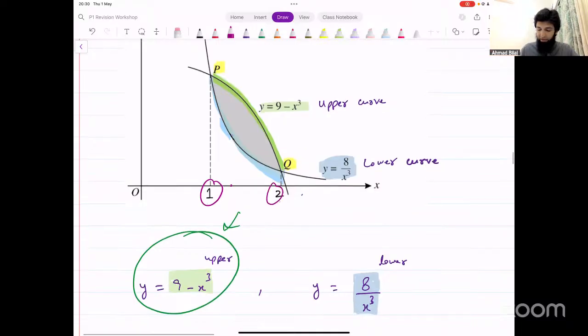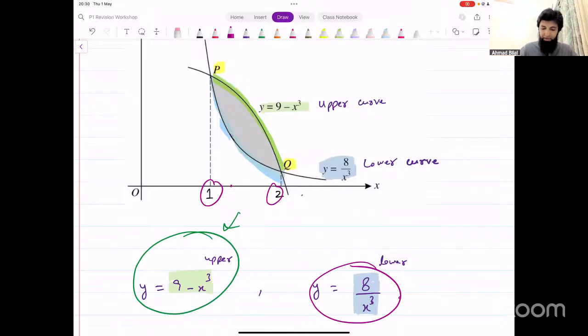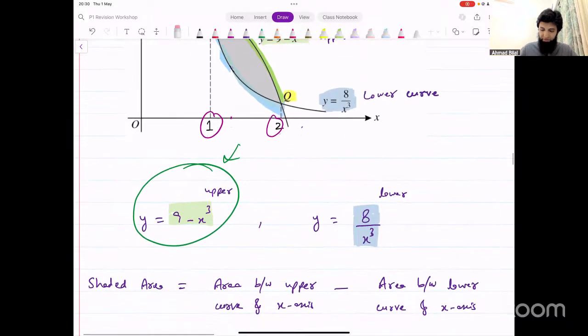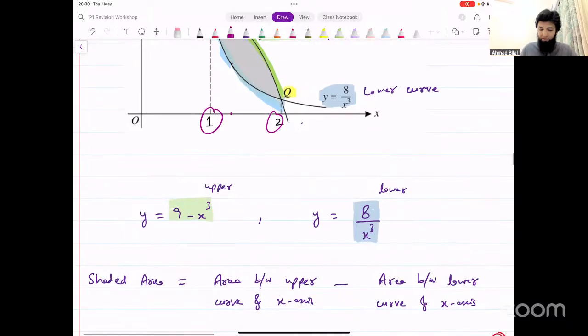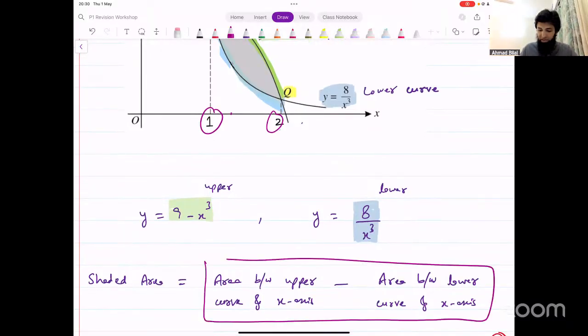Then you integrate the lower function with limits, and you get a result from that. And then you just find their difference. So the shaded area would be area between the upper curve and x-axis and area between the lower curve and the x-axis. Just find their difference, and that will give you the result.